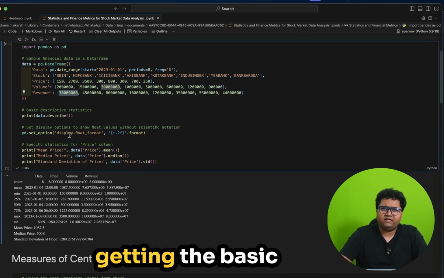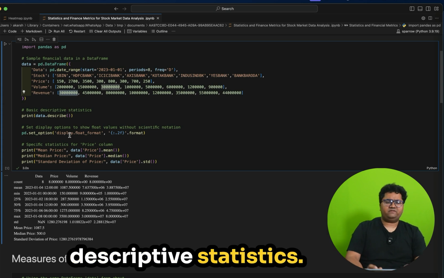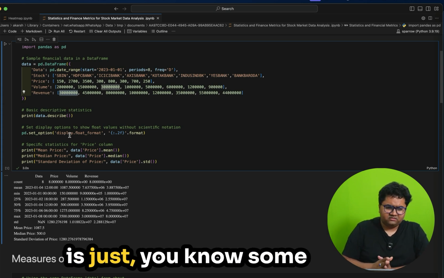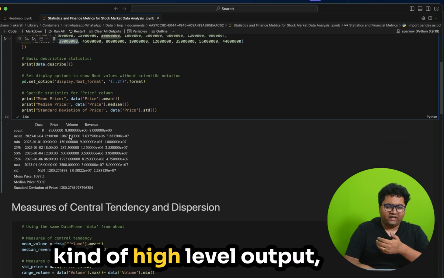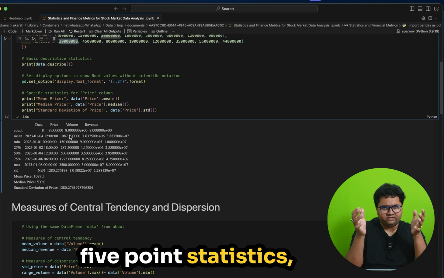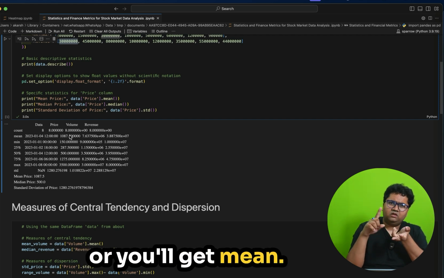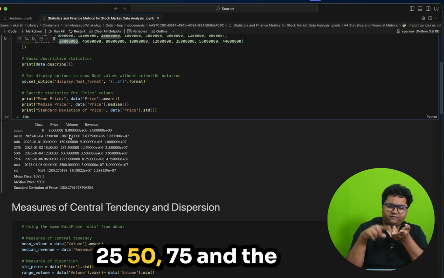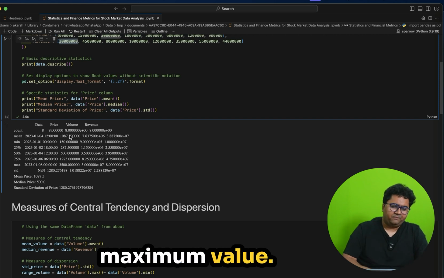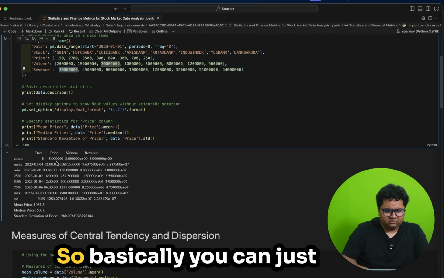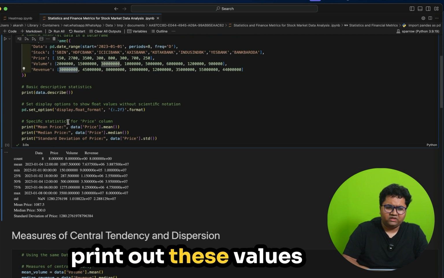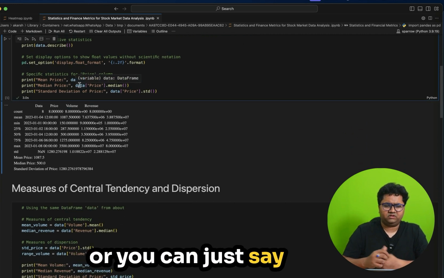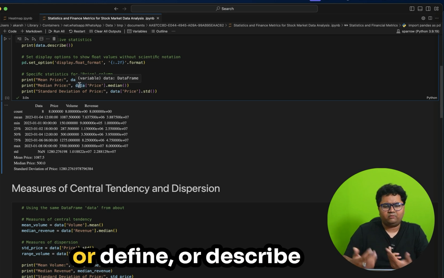And then I'm getting the basic descriptive statistics. Descriptive statistics is just some kind of high level output, 5-point statistics. So you'll get count, mean, min, 25, 50, 75 and the maximum value. And then you also get the standard deviation. So basically you can just print out these values, or you can just say dataframe.describe or df.describe.